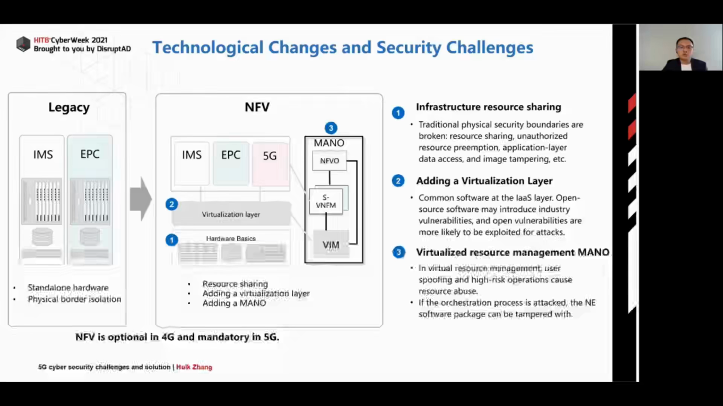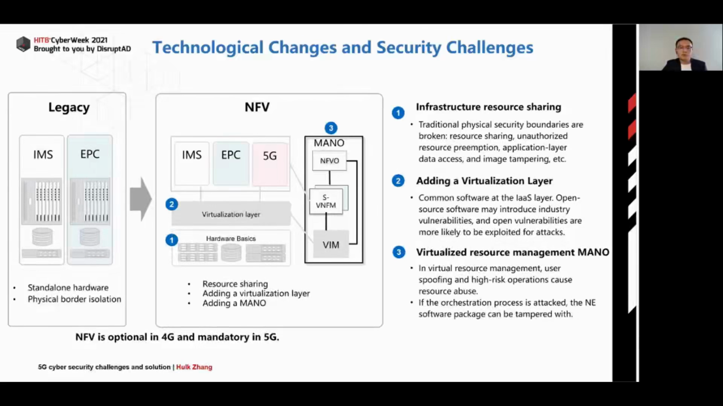First, infrastructure resource sharing. The traditional physical security boundaries are broken. Resource sharing, unauthorized resource preemption, application layer data and image tampering, etc. And for the virtualization layer, common software such as the IaaS layer open source software may introduce industry vulnerabilities, and open vulnerabilities are more likely to be exploited for attacks.